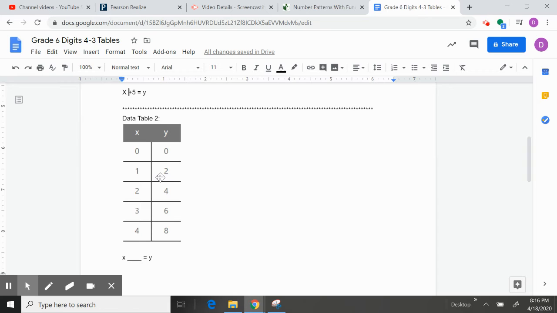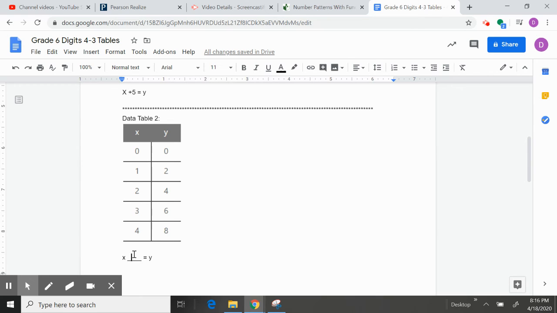So maybe it's a multiply. Well, let's see. 0 times 0 equals 0. Okay, so maybe it's times 0. So let me try that. 1 times 0, does that give me 2? No. Oh, but 1 times 2 gives me 2. 2 times 2 gives me 4. 3 times 2 gives me 6. 4 times 2 gives me 8. And when I think about it, 0 times 2 gives me 0.